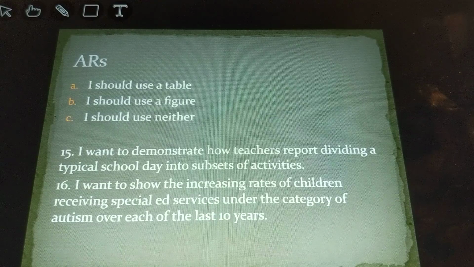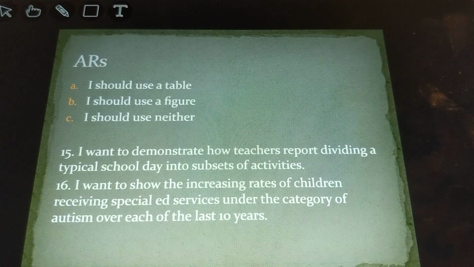All right, I want to show the increasing rates of children receiving special ed services under the category of autism over each of the last 10 years.